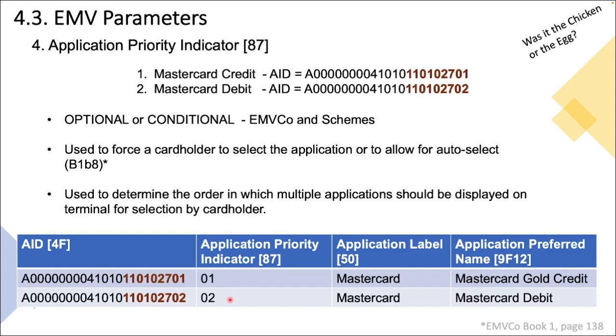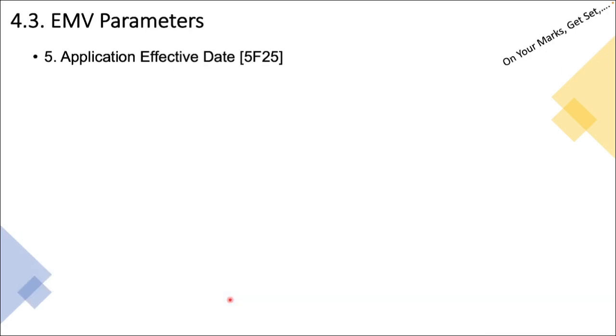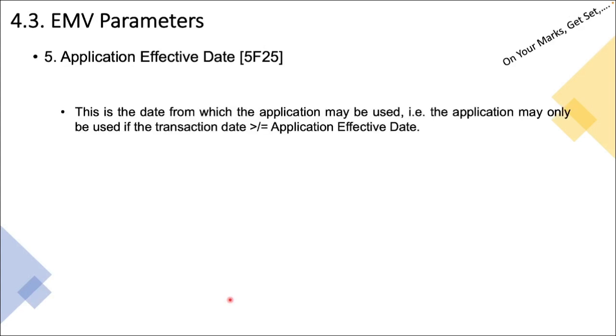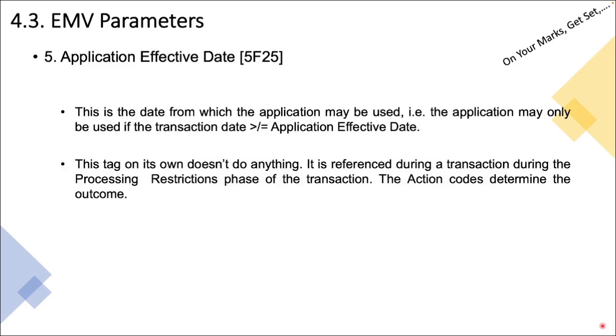Okay, so I think we're ready to move off AID and its associated tags, and so our next focus is going to be on application effective date. Application effective date has a hex tag of 5F25. Okay. And in theory, this is the date from which the application may be used. So the application may only be used if the transaction date is greater than or equal to the application effective date.